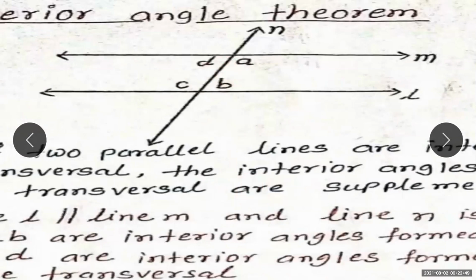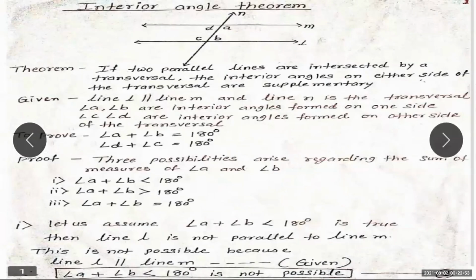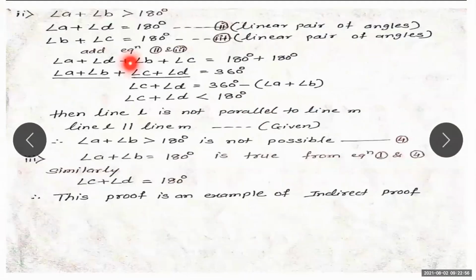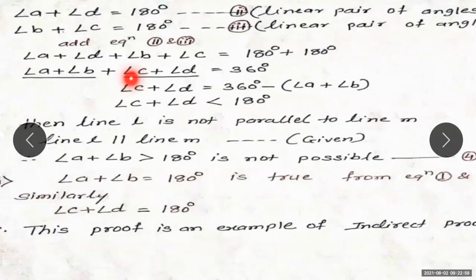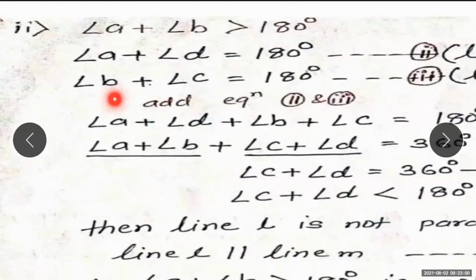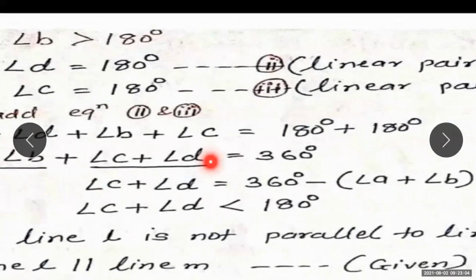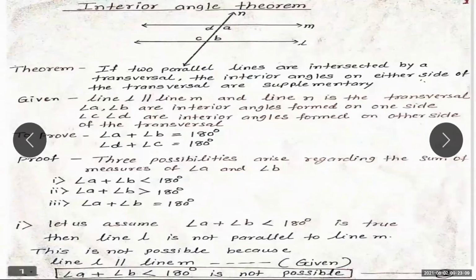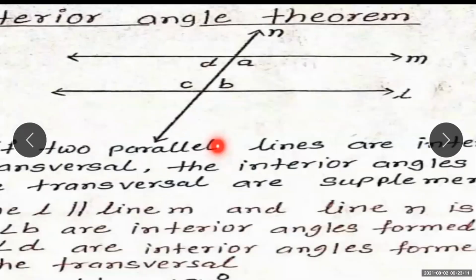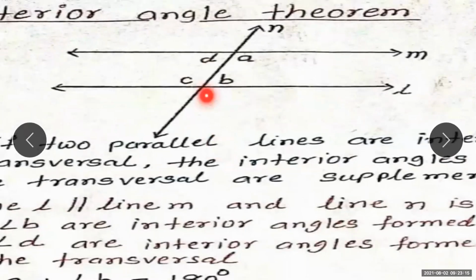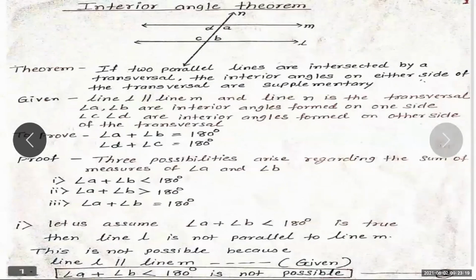Okay. Now second, angle B plus angle C equals 180 degrees. Okay. And it is also a linear pair of angles. See in the diagram again, B and C. Here clearly you can see angle B and angle C. It is also supplementary to each other as it is a linear pair of angles. Okay. Now add equation 1 and 2.